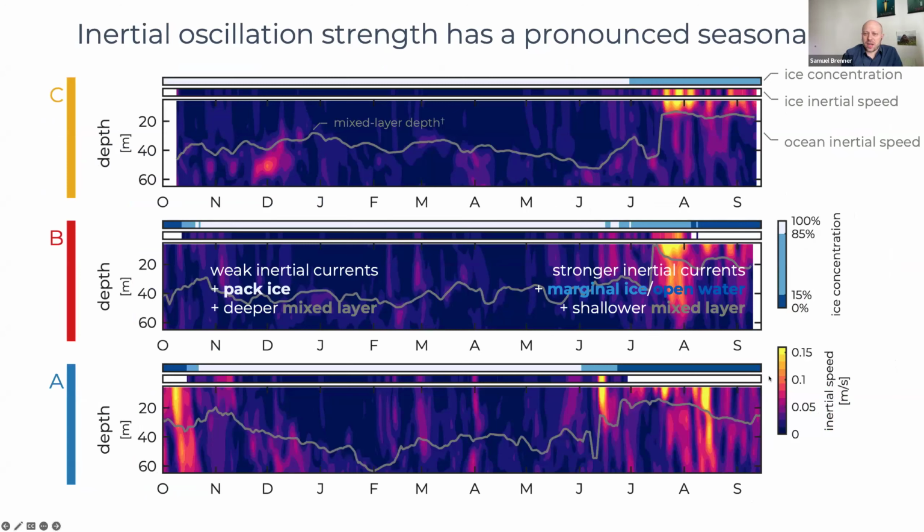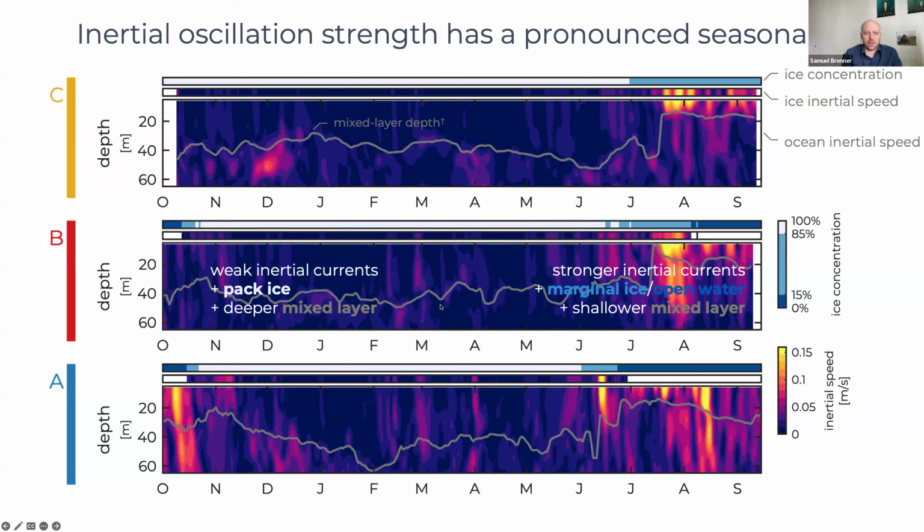Okay, so what I'm showing here is a time series of the inertial oscillation strength at each of the moorings in these depth with time panels at the bottom here. And what we see in these is that all three of the moorings, the inertial oscillation strength has this really pronounced seasonality. Underneath the pack ice, in the center of the period here, you can see the ice concentration in these little bars at the top.